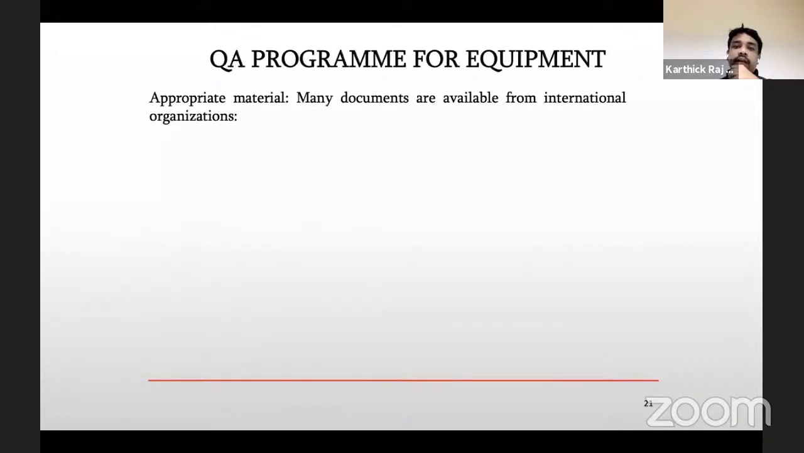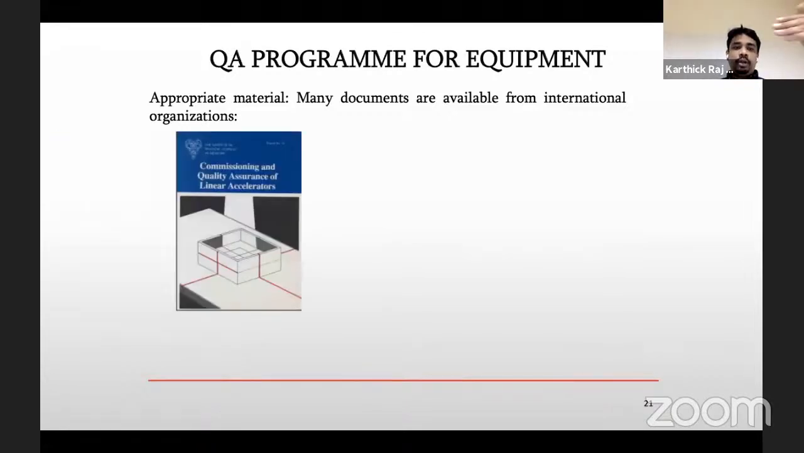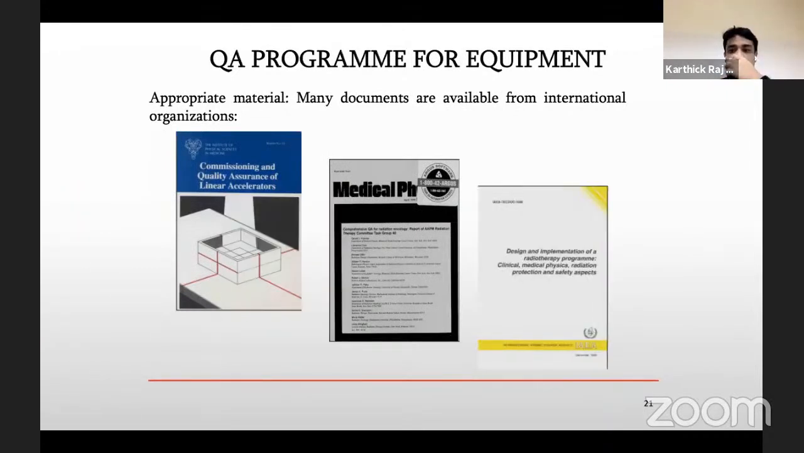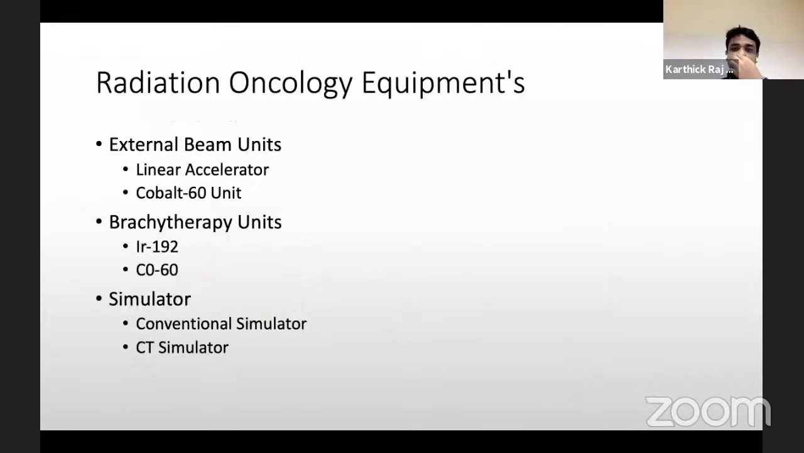If you talk about the quality control program of equipment, many documents are available internationally. There is IPEM Report number 54, and TG40, which is a comprehensive quality assurance program for radiotherapy, and IAEA TECDOC is also available. There are a lot of other documents on QA programs for equipment as well as for the radiotherapy department. So let us get into the QA procedures.